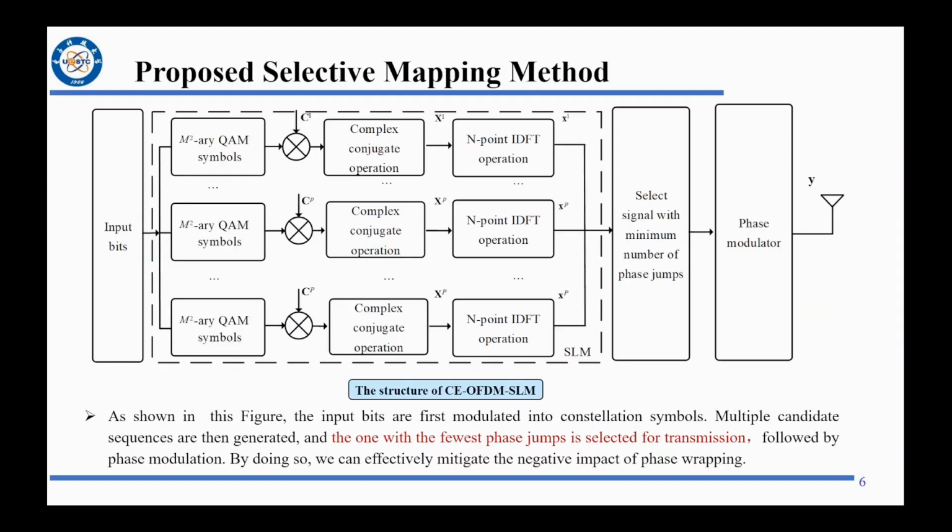To address the phase wrapping issue, we propose combining the selective mapping technique with the COFDM system. As shown in this figure, the input bits are first modulated into constellation symbols. Multiple candidate sequences are then generated, and the one with the fewest phase drops is selected for transmission, followed by phase modulation. By doing so, we can effectively reduce the negative effect of phase wrapping.